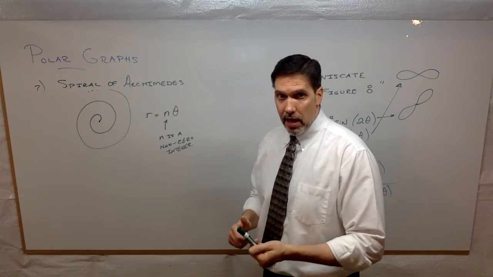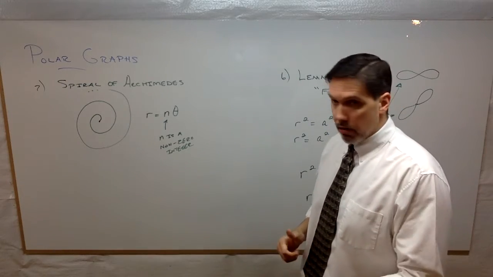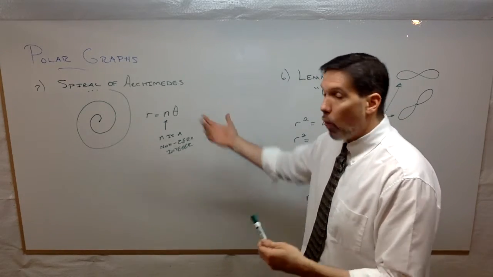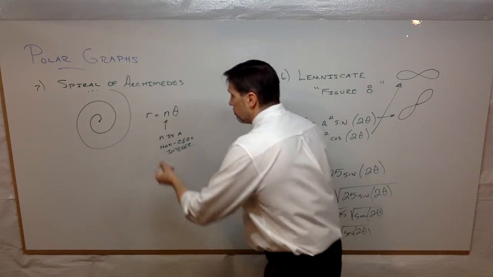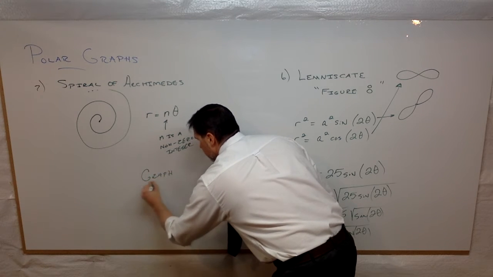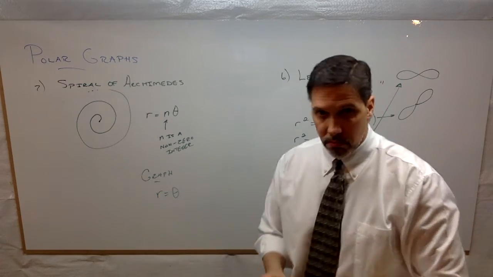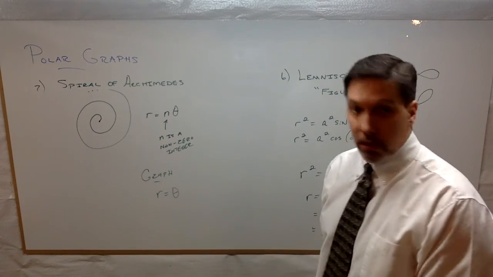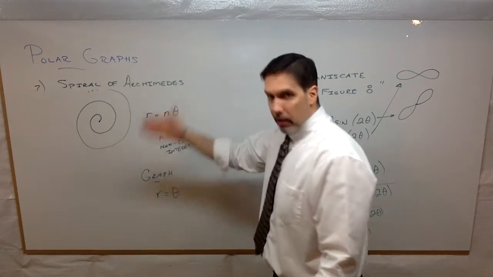Because the larger this n is, the more window you're going to need. You're going to have to really alter your x-min, x-max, y-min, y-max to see this spiral. So let's try the simplest of all. Let's just graph r equals theta. So the n value here is 1. That's what I'm choosing. So this thing is going to spiral counterclockwise.